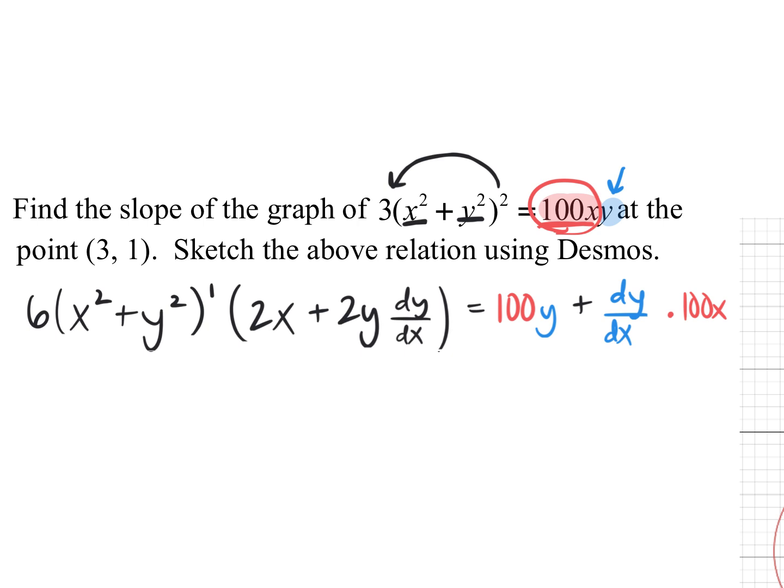Okay, then it asks us to find the slope. So instead of trying to simplify this for dy dx and solve for dy dx right now, how about we just plug in those values? Okay, we know that x is going to be 3, and we know y is going to be 1. So that's going to simplify a lot of that for us. Okay, so let's plug those values in. So I've got 6 times 3 squared, which is 9, plus 1 squared, which is 1. Then I've got 2 times 3 plus 2 times 1.